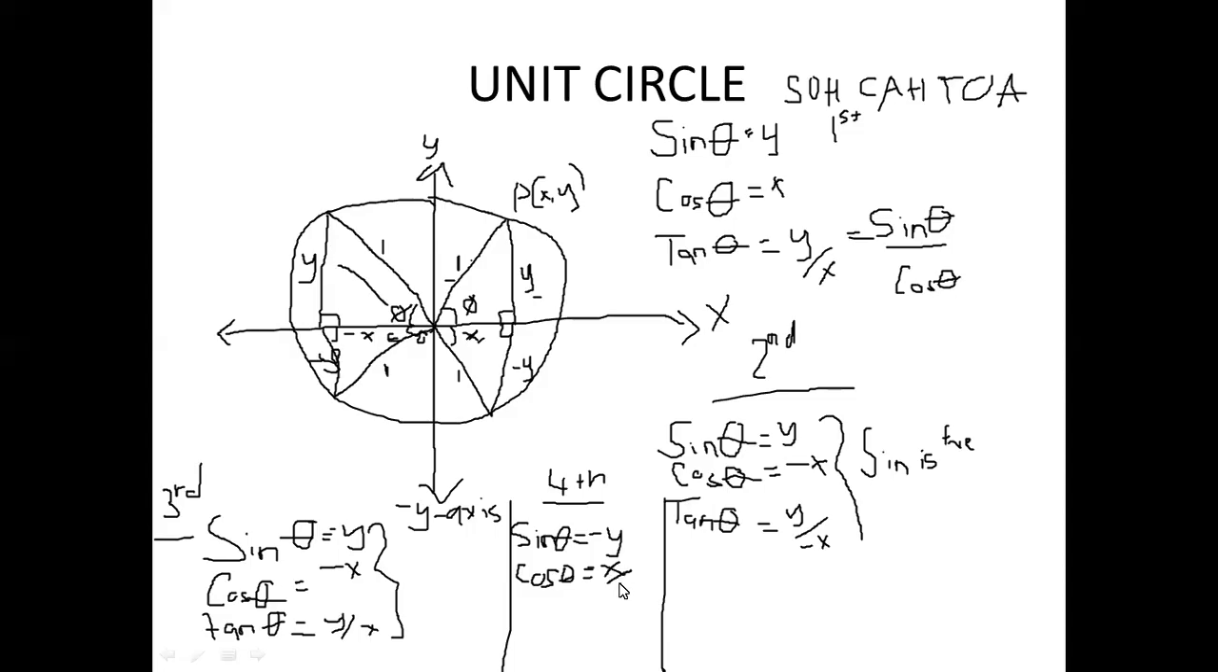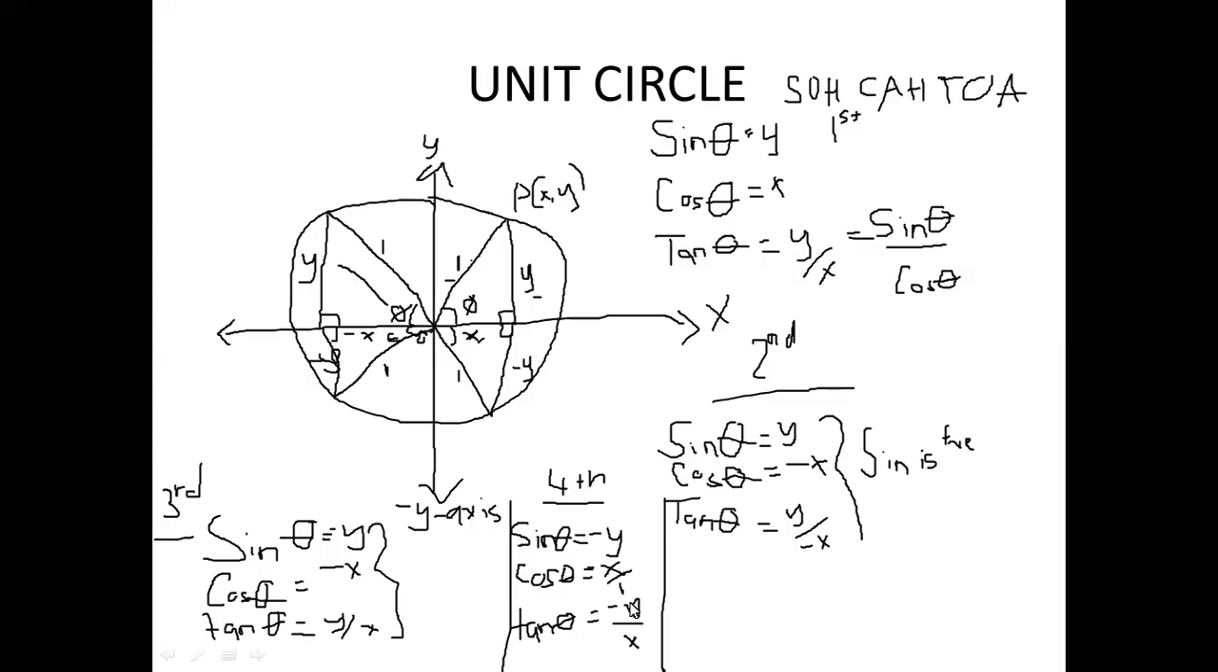Divided by 1, which is our hypotenuse. And then for tan theta, it's opposite divided by the adjacent. The opposite is negative y. The adjacent is positive x.